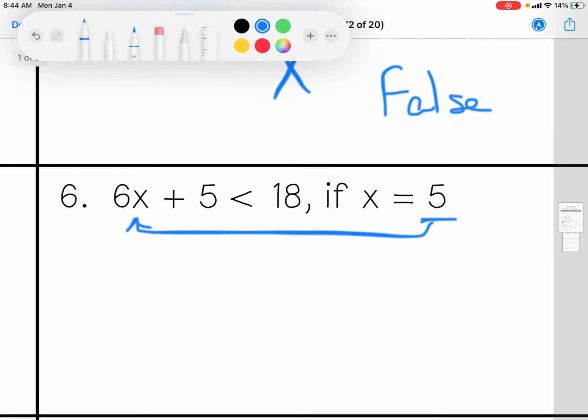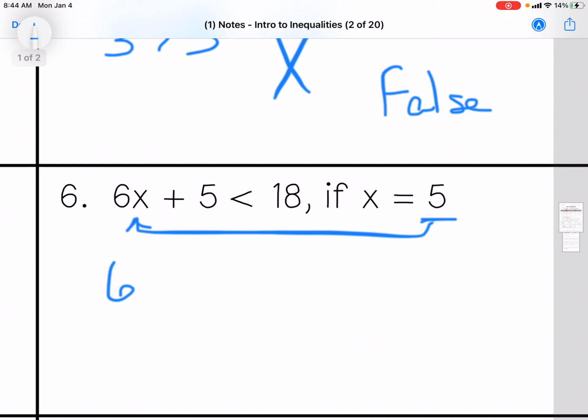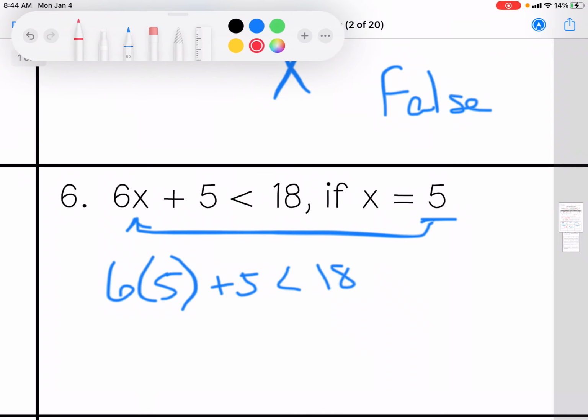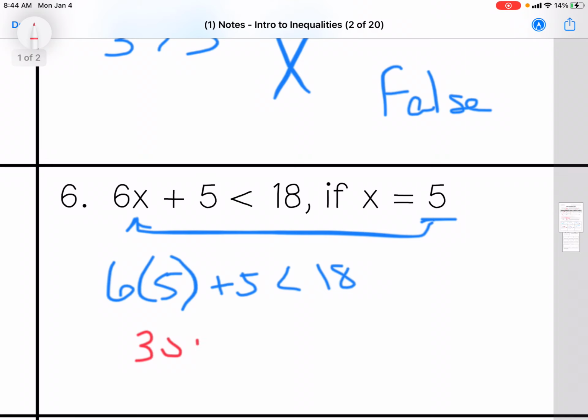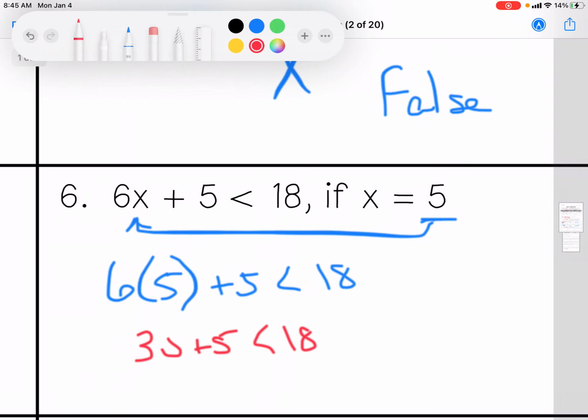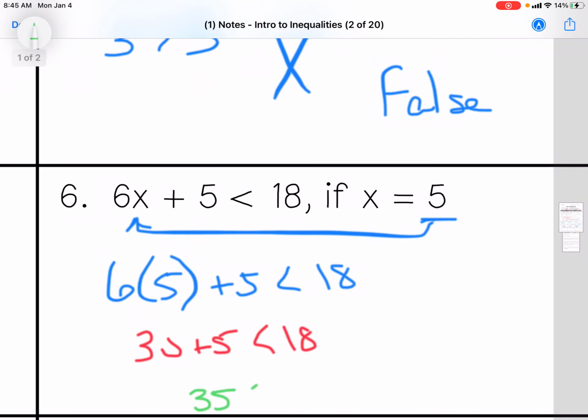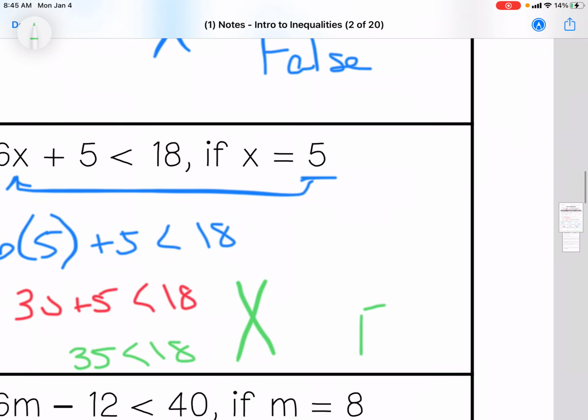All right, this may take some thinking. Anytime we plug a number in for x, what do we put around it? Okay. Now you just solve that out. That's 30 plus 5. Is 35 less than 18? It is not, so it is false.